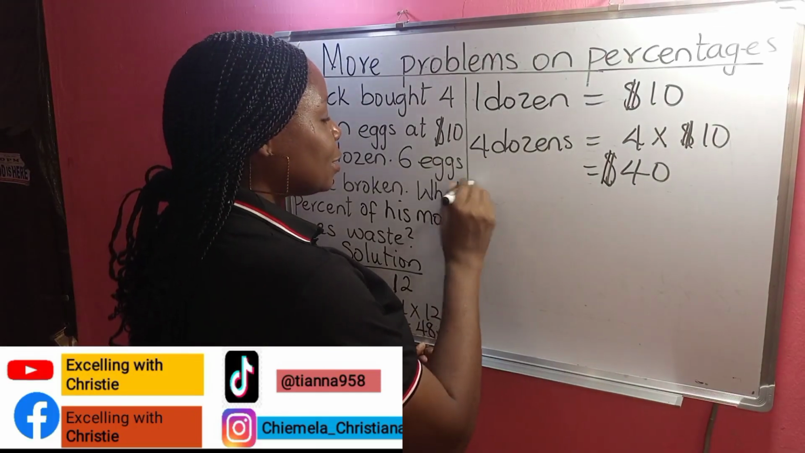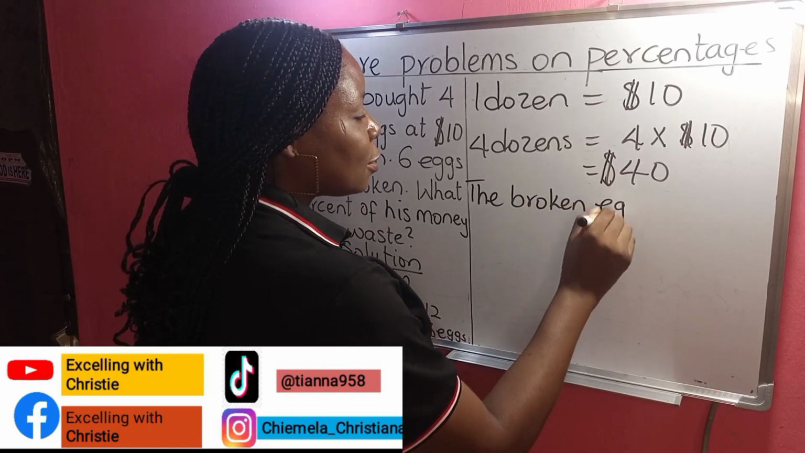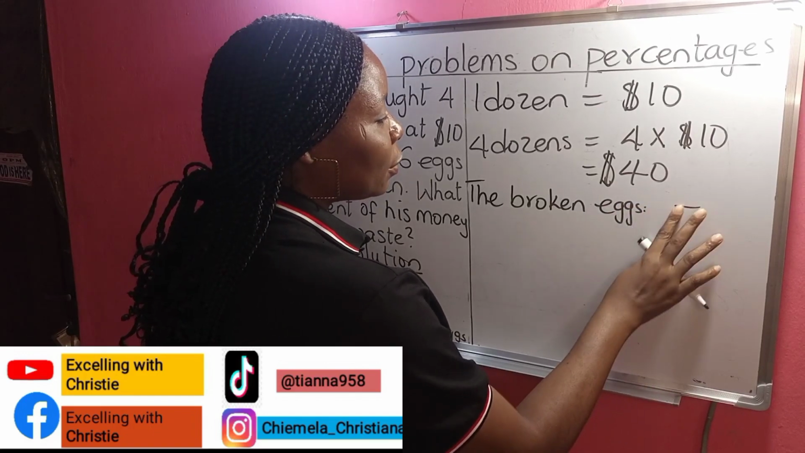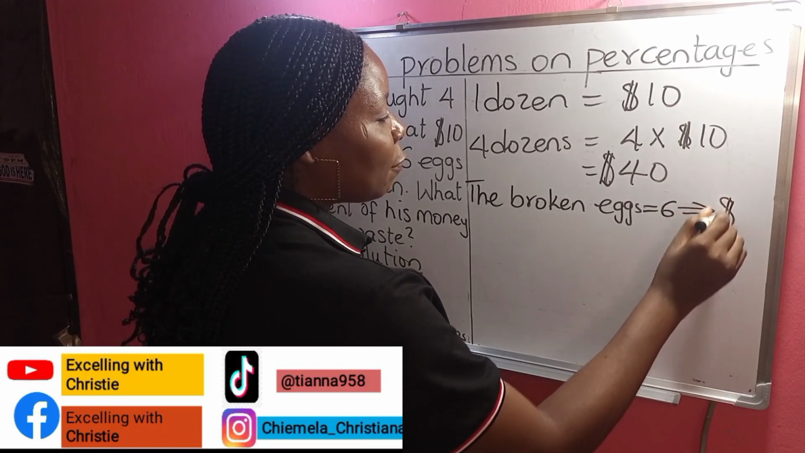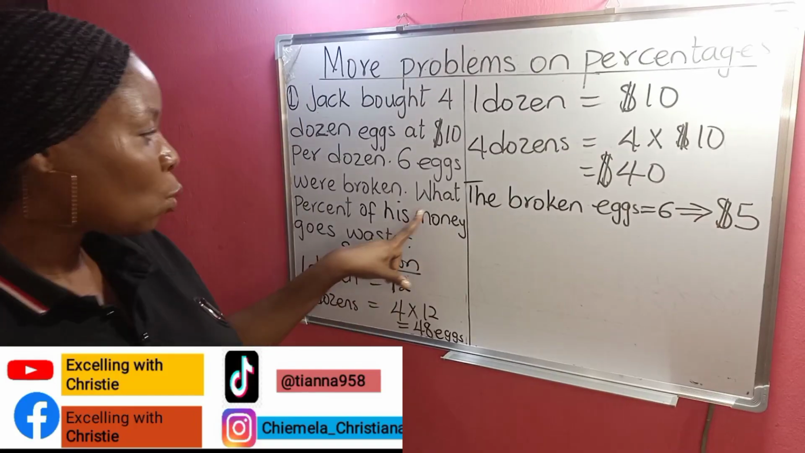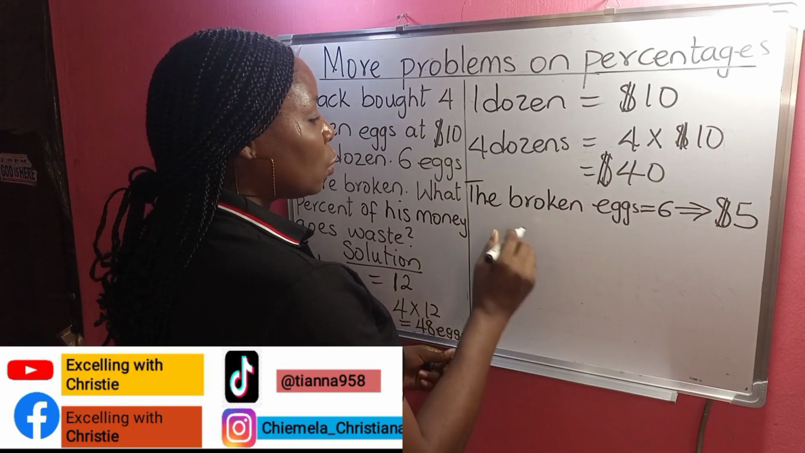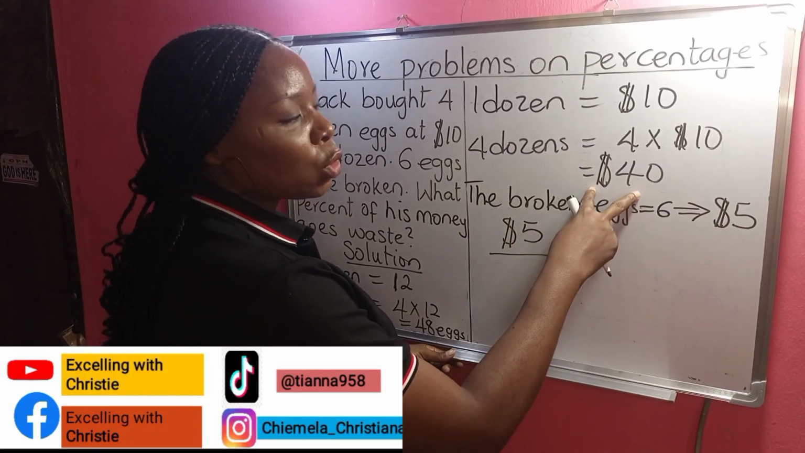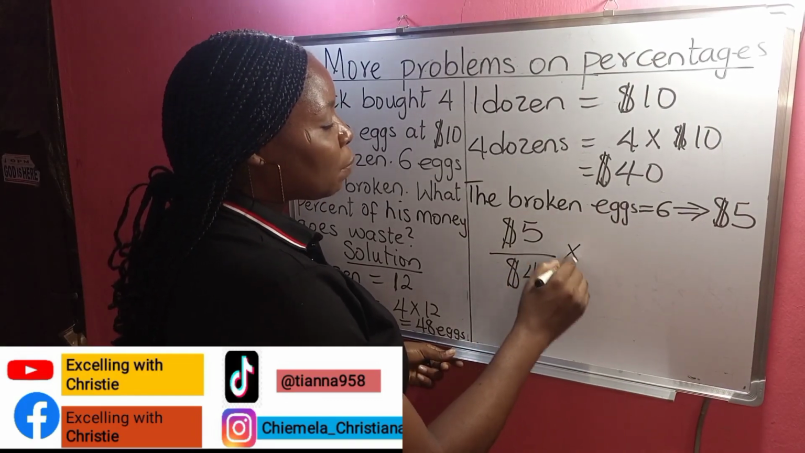So the broken eggs, which are 6 in number, cost $5. Okay? Now, let's work with money. Since the question says what percent of his money goes to waste, this $5, the amount of the broken eggs, all over the total money he used in buying the whole of the eggs, then multiply by 100.